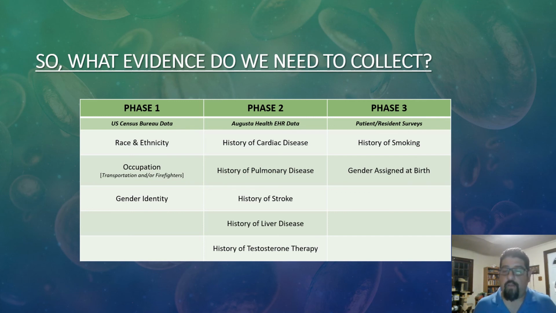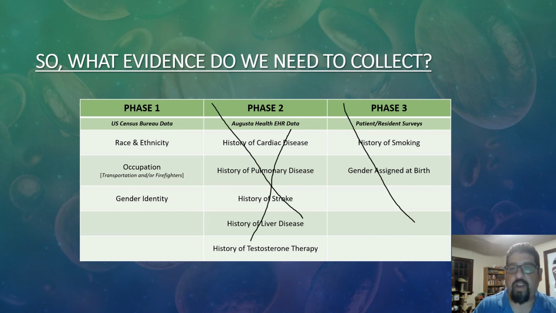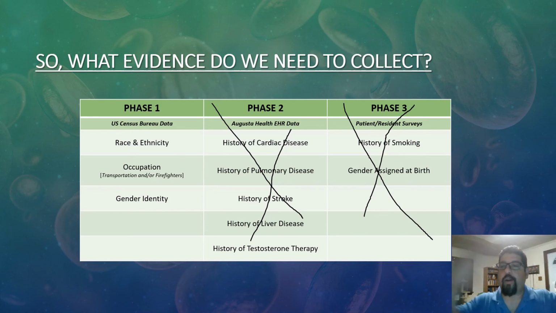So for the purposes of today, we're going to pretty much strike out phase 2 and phase 3, because, you know what? We're not going to worry about them today. We're going to focus just on our hereditary hemochromatosis patients. And the areas that we want to really focus on will be our race and ethnicity and our occupational. Those will be the easiest ones to get. But once again, we did say that occupation was polycythemia, so we're not going to worry about that one.